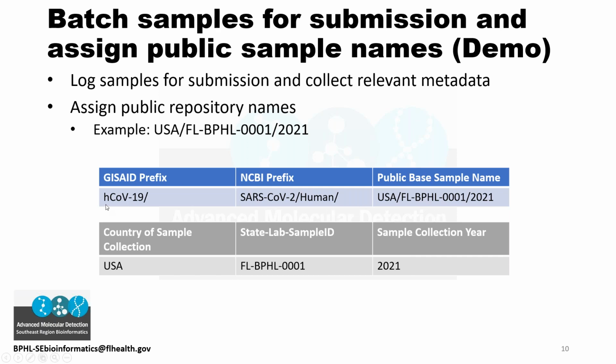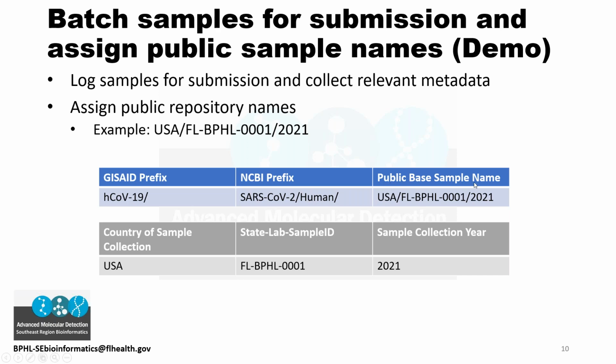GISAID is just hCoV-19, or NCBI is SARS-CoV-2, and then this is whatever your host is. The vast majority of the samples you're ever going to be sequencing are from humans, so you put human. If you get a request to sequence samples from a different type of animal host, make sure, if you do submit that data, to change this from human to whatever your host was.